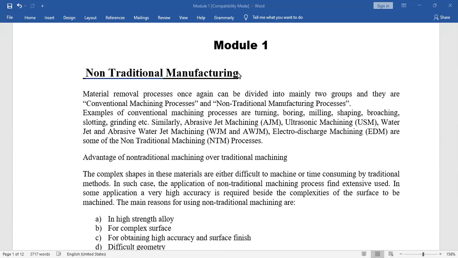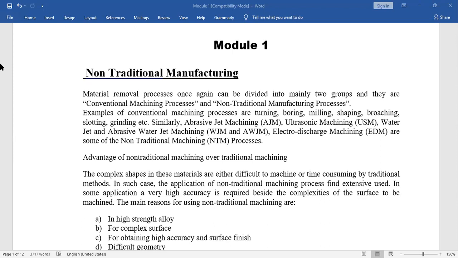Okay, for example, all the machining process which you are seeing on the screen: turning, boring, milling, shaping, broaching, slotting, grinding, then abrasive jet machining, ultrasonic machining. So these all come under your subtractive type of manufacturing. And in case of the additive type of manufacturing, the metal is added to the workpiece to obtain the desired shape and size.